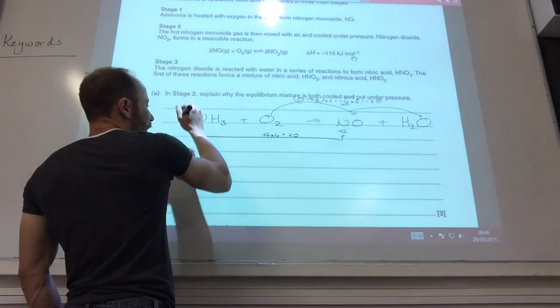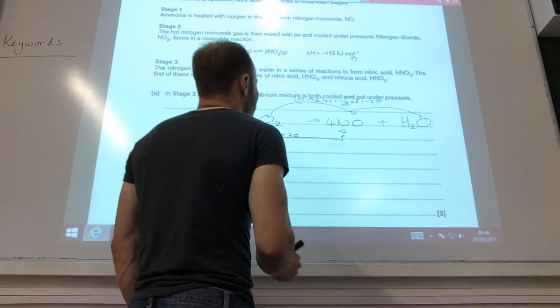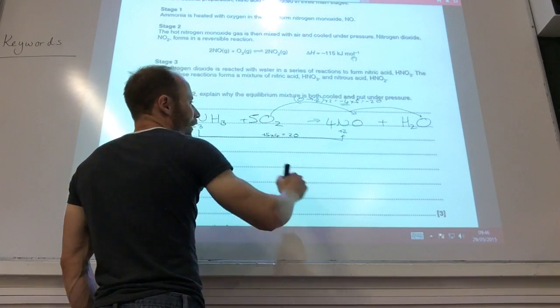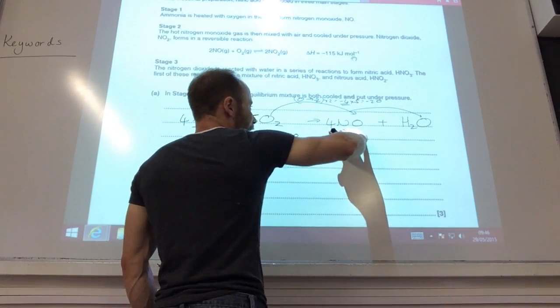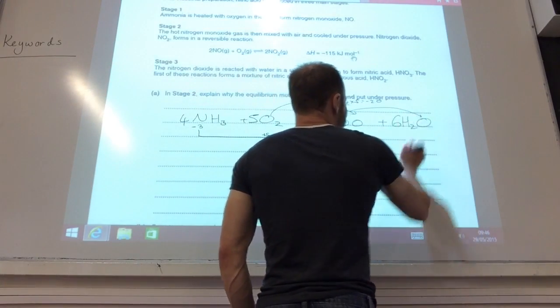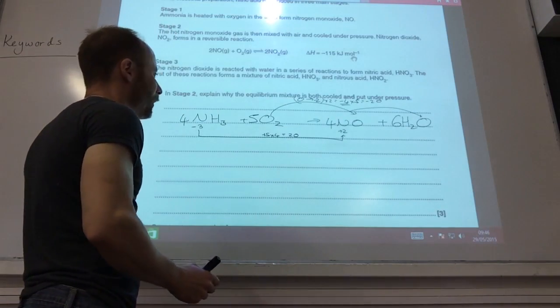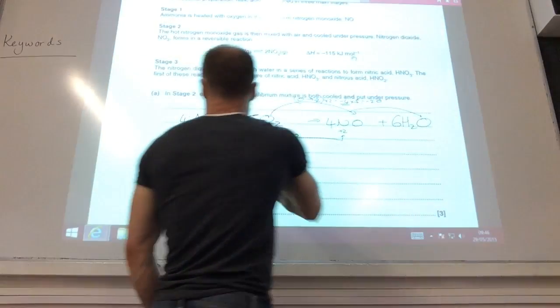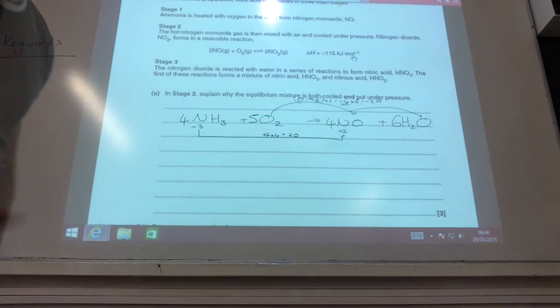So, let's do that. That's a 4 there. That becomes a 4 there. This is a 5 here. You've got to be careful here because it splits. I've already got 4 there, so I need 6 there. Let's just double check. My hydrogen's 12 there, and 4 3s are 12 there. So that's okay for that one.